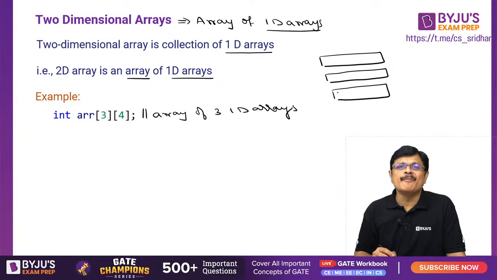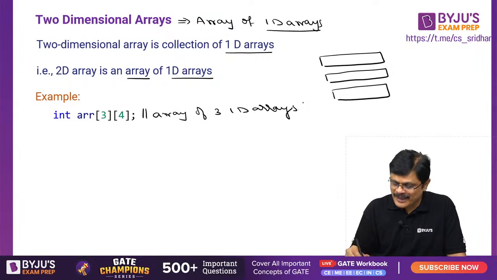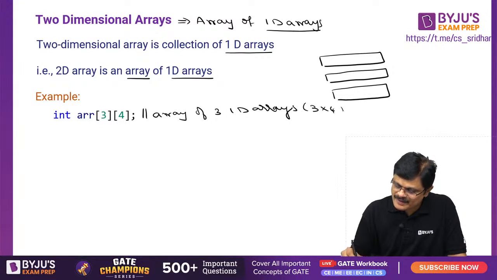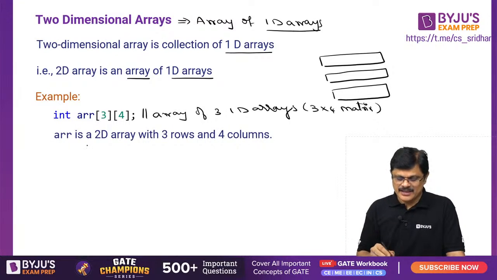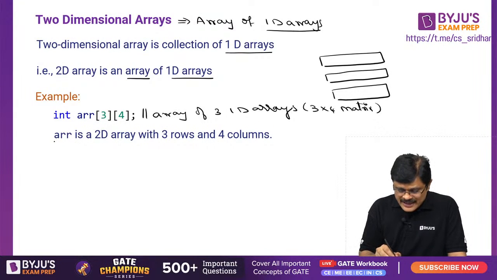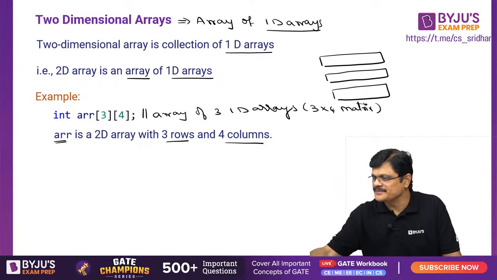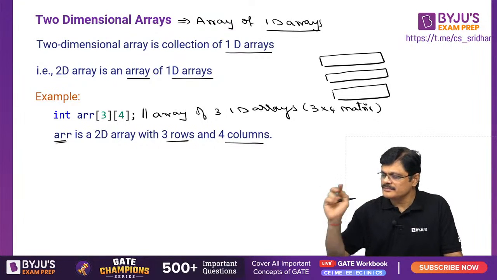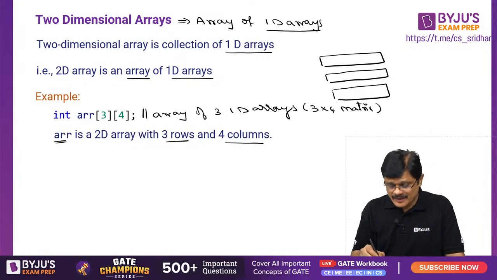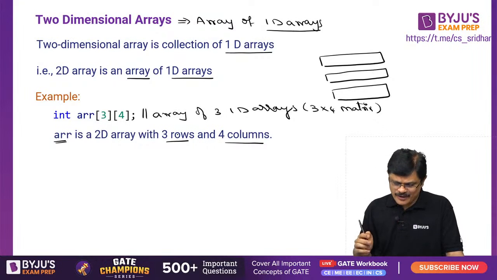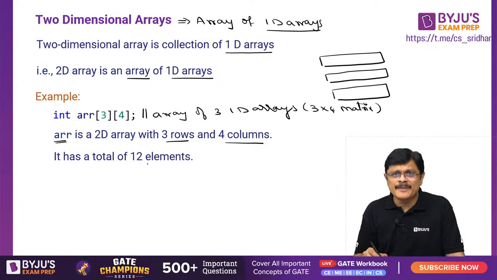And logically it is a matrix. Logically it is a 3 by 4 matrix. Hope you understand? Like this. So in this case ARR is a 2D array with 3 rows and 4 columns. It is a 2D array, meaning a matrix with 3 rows and 4 columns. And in total, how many elements will it have? Total it will have 12 elements, my dear friends.